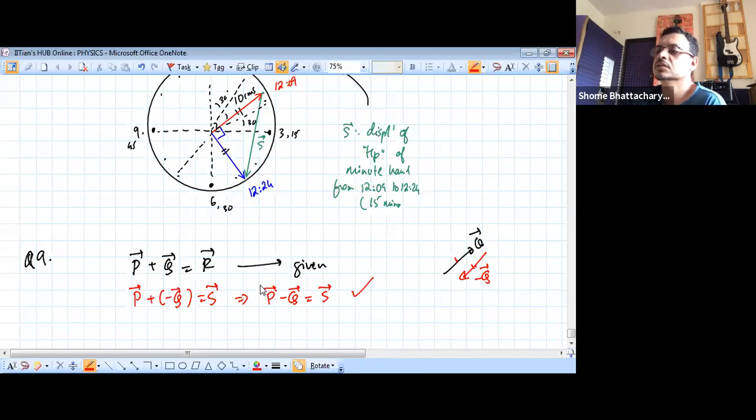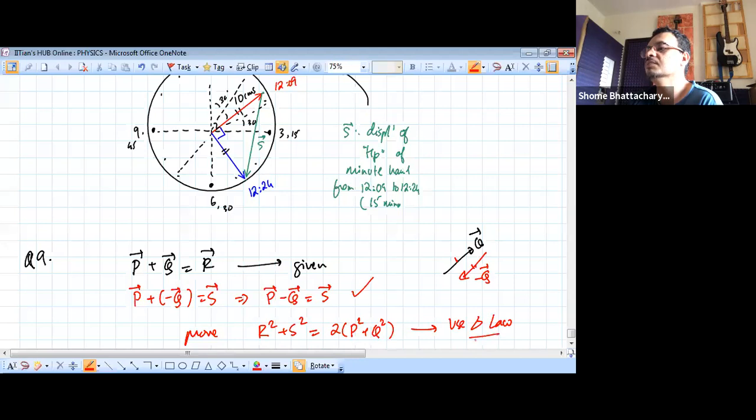So use this. Now you have to prove something about this thing, that R square plus S square is equal to 2 times P square plus Q square. So to prove this, use triangle law for sum and difference both. Okay. So just use the triangle law statement, you will get this very easily. Just do what I'm saying right now, you will get the answer quite easily.